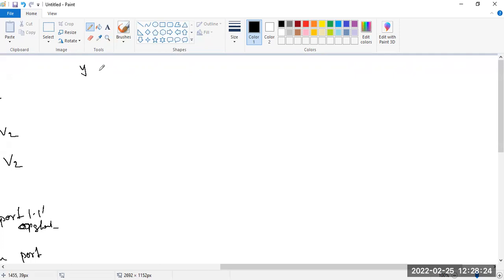Similarly we can find Y21. Y21 is I2 by V1 when V2 is short circuited.